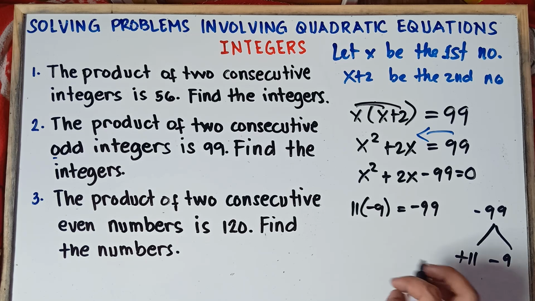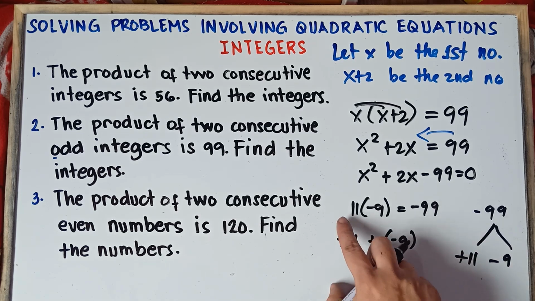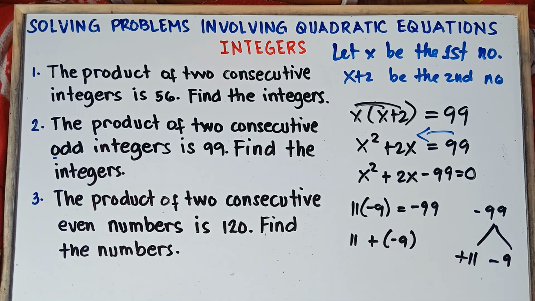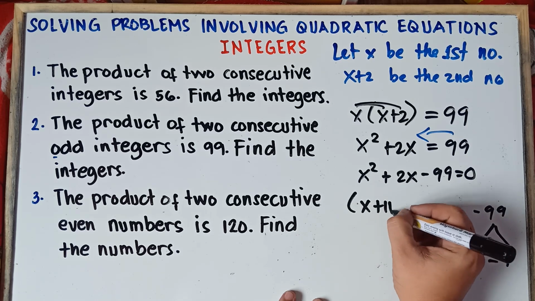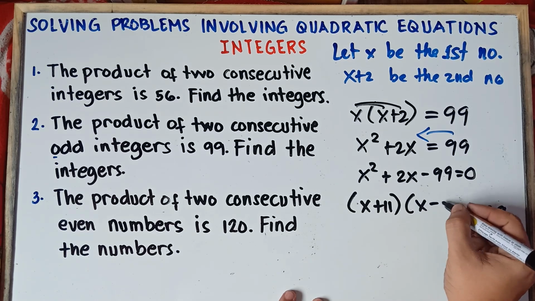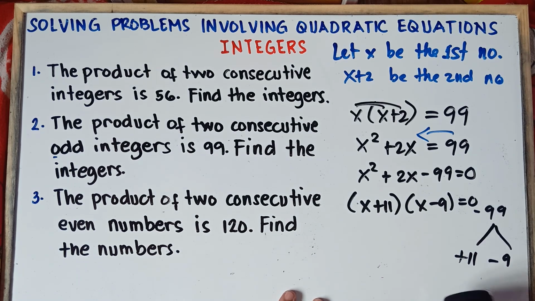If you combine positive 11 plus negative 9, if the signs are not the same, positive, negative, subtract. 11 minus 9 is 2, and then copy the sign of the larger number. So copy positive sign. So that would be positive 2. Therefore, our factors will be positive 11, then negative 9. So this will be x plus 11, the other one x minus 9 equals 0.